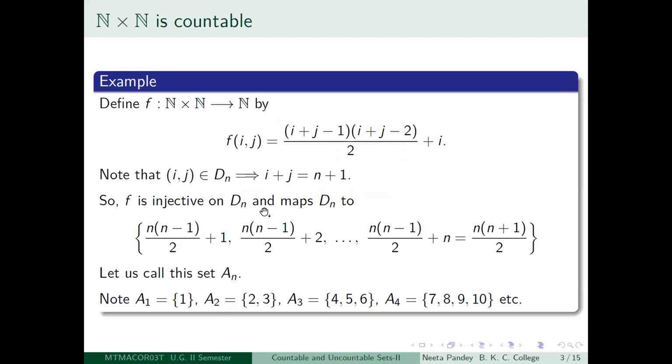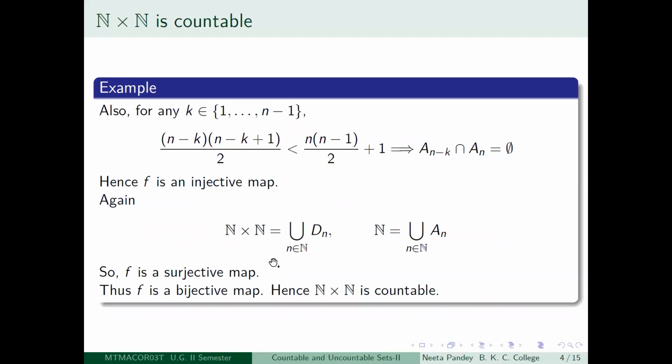So in this way, the dn to an, if you just restrict your map f, which is on the whole of n cross n, to this subset of n cross n, then it is mapping dn injectively onto an. So there is a 1-1 correspondence between dn and an, right? And not only that, if you look at n cross n, this is going to be the union of all the diagonals dn.